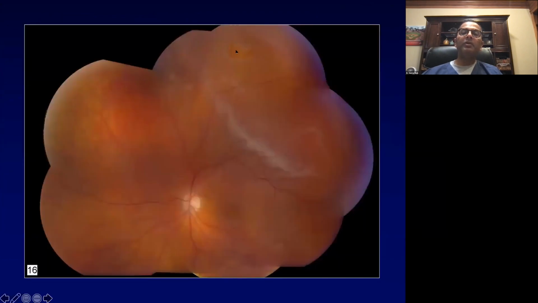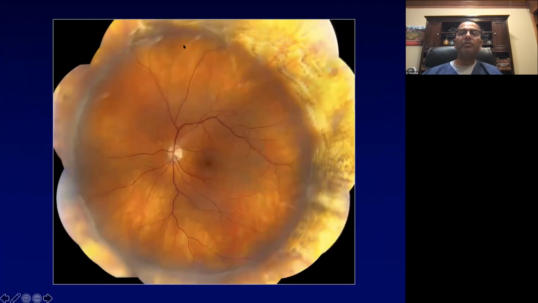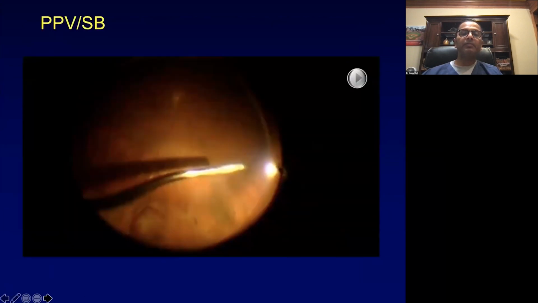And here's a patient who has a retinal tear with a retinal detachment, and you can see post-buckle vitrectomy. Here's the buckle and then laser treatment.